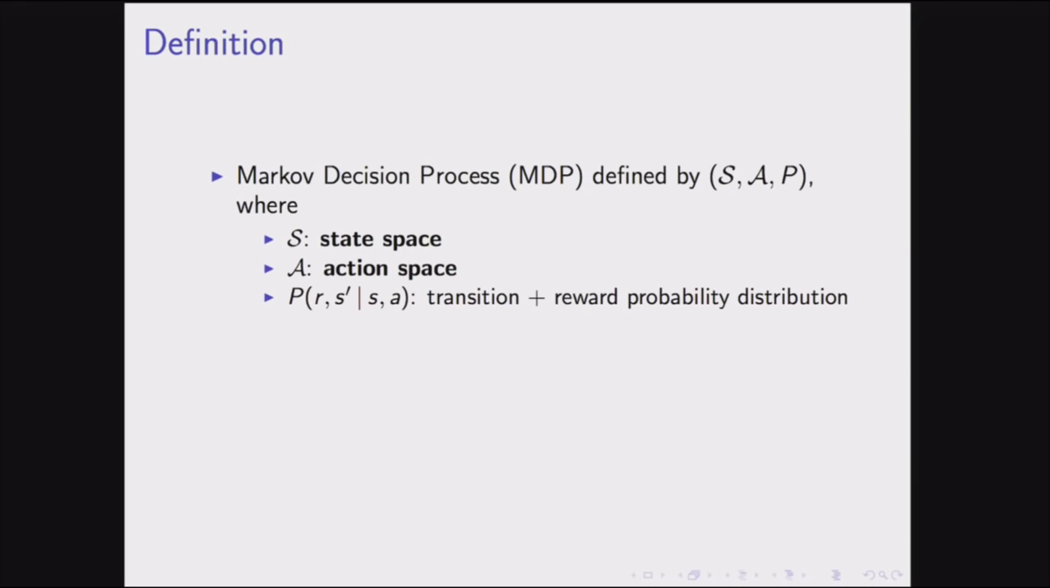So R is the reward, S prime is the next state, S and A are the state and action. So it's a conditional probability distribution. Sometimes people split this out into a separate reward function, but that's basically an equivalent formulation.